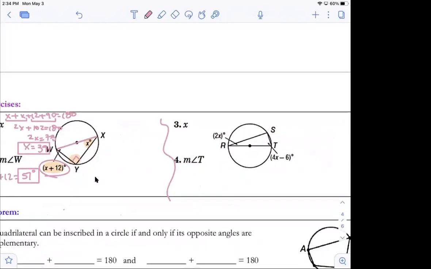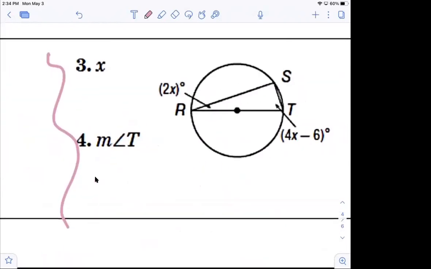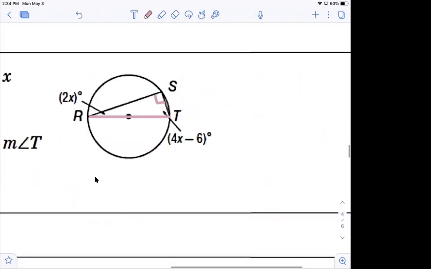All right, if you're waiting for me, let's finish up this problem. Remember that angle S has to be a 90-degree angle because one side of my triangle counts as the diameter. That makes angle S 90. Add them all up, set them equal to 180.